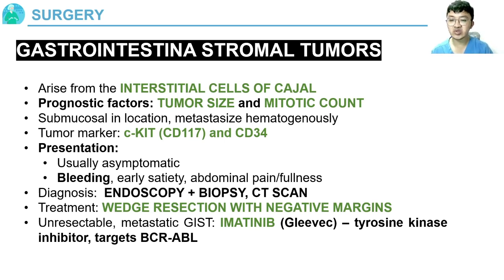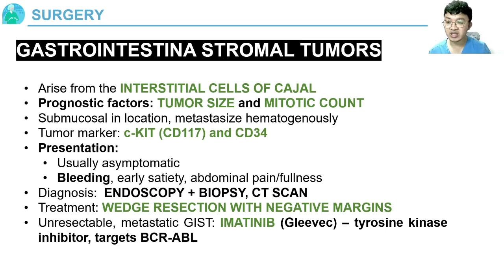That's why endoscopic biopsy is actually not the tell-all for GIST tumors, because usually it's submucosal. So even if you do perform an endoscopic biopsy, sometimes you might not get the correct diagnosis. But still, endoscopic biopsy is still first line. However, I'm just emphasizing that it's not really that specific. Tumor markers are c-KIT, your CD117, and your CD34. c-KIT, CD117, and CD34 are tumor markers for your GIST.